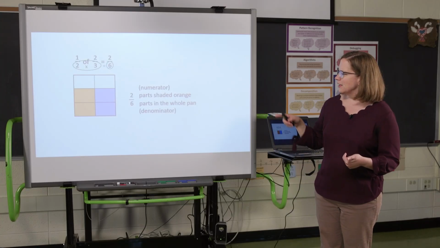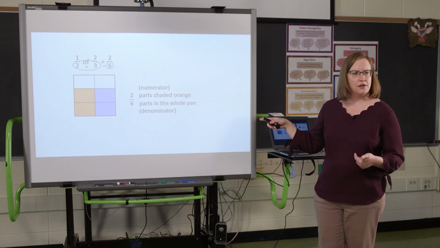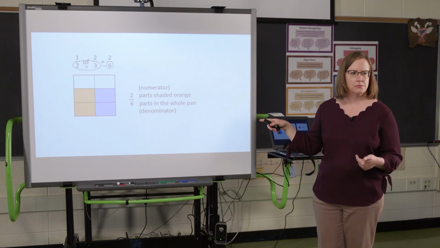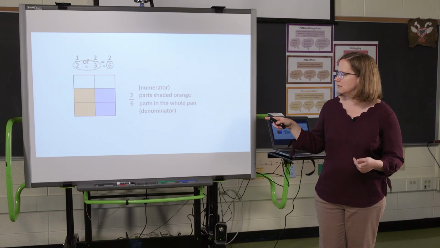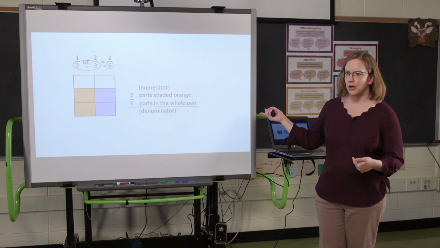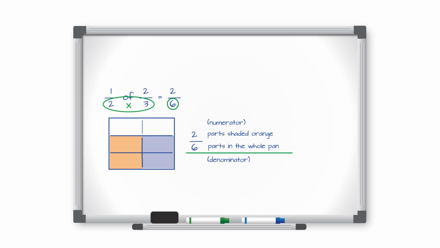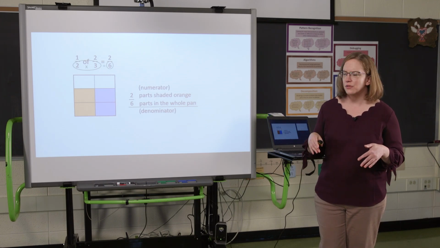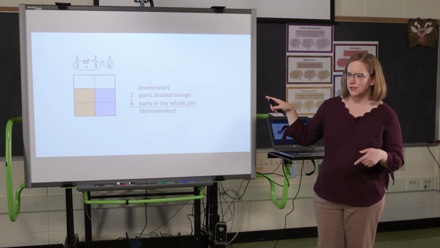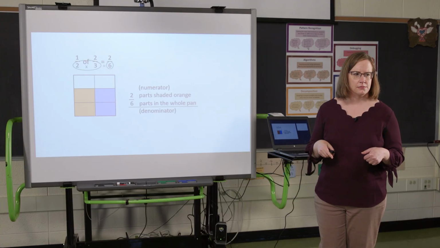Where do we see the 2, 3, and 6 in our visual model? Well, we did already say that 6 is the number of parts in the whole pan. So that's where we can see the 6. So something you might think about, though, is how did I get to those 6 parts? And did it have anything to do with the denominators of the other ones, the 2 and the 3?